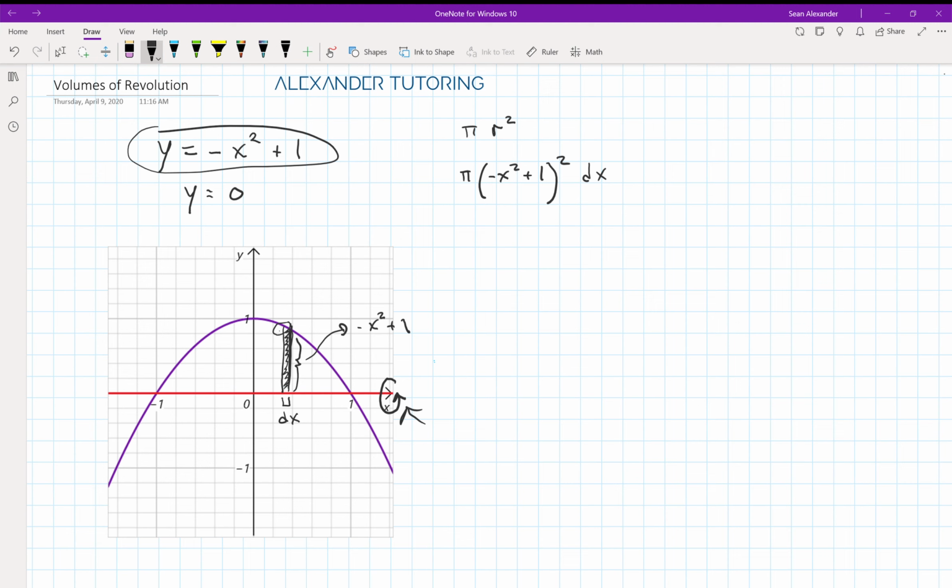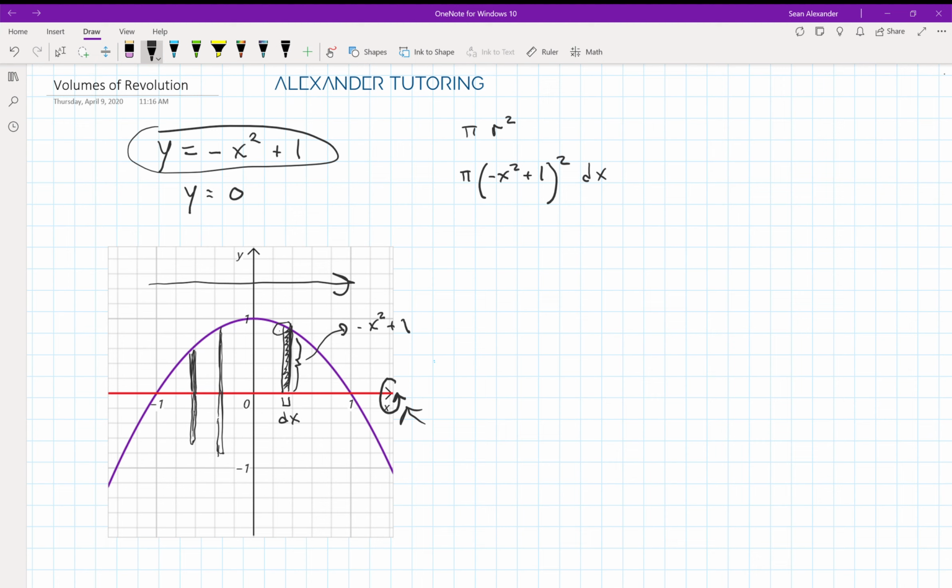So now our job is to add up all these. If you imagine rotating this thing around the x-axis, we're going to get a disk that comes into and out of the page like this. Basically our job is to add up all of these disks using an integral as we go from -1 to 1.